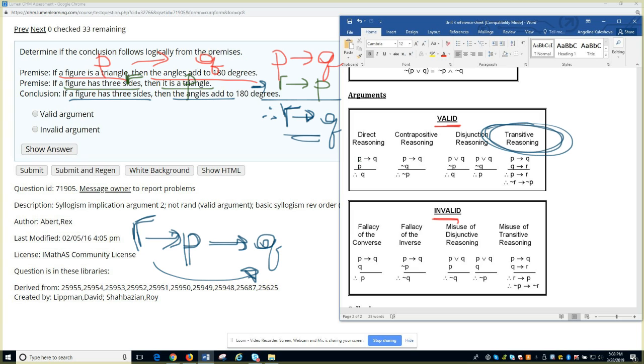So if we think about it, actually make sense of it. If a figure is a triangle, it's got 180 degrees. Well, actually, if we read it backwards, if the figure has three sides, then it's a triangle. If it's a triangle, it's got 180 degrees, or the angles add up to 180 degrees. Then we can conclude that a figure with three sides will have angles that add up to 180 degrees because of transitive reasoning. So this is good, valid.